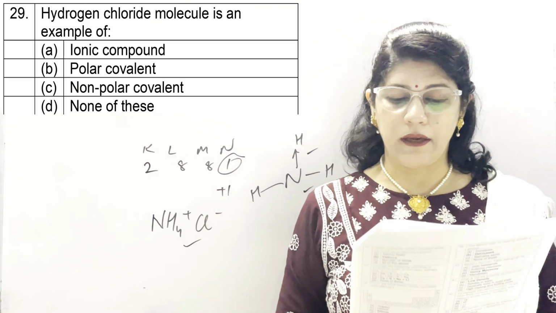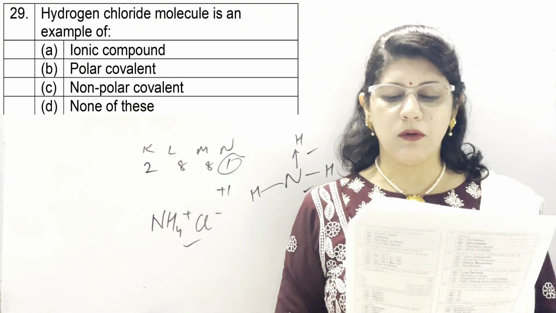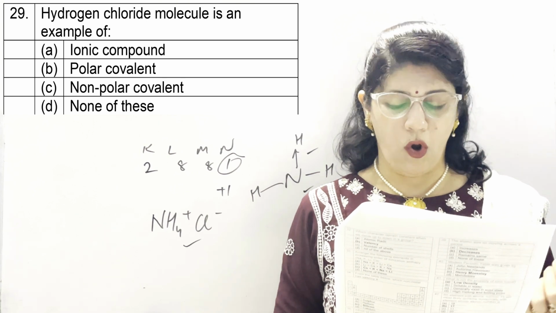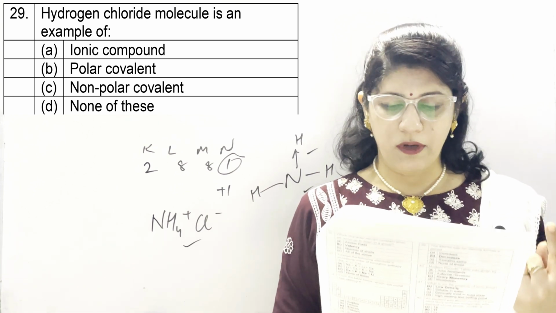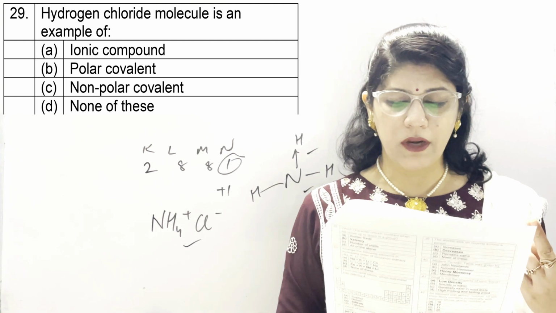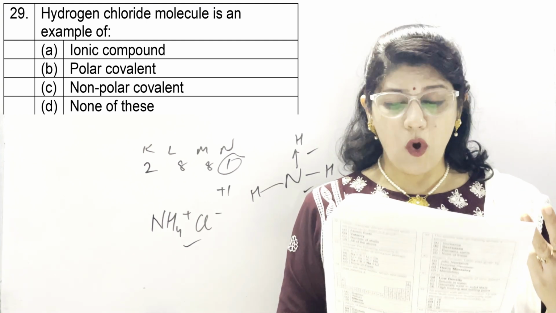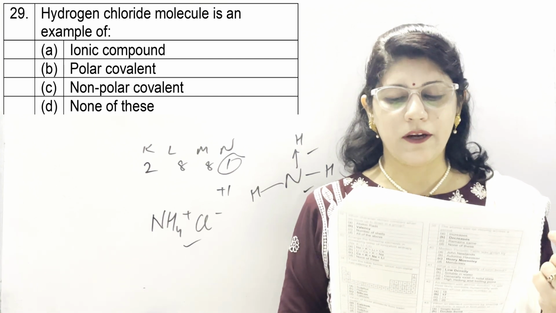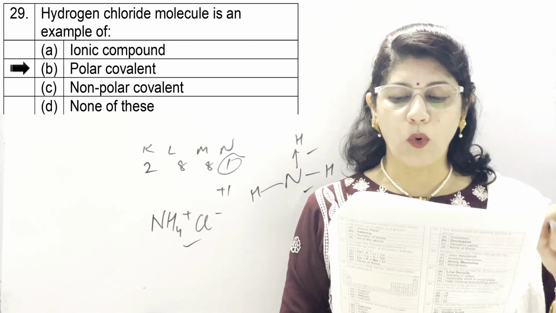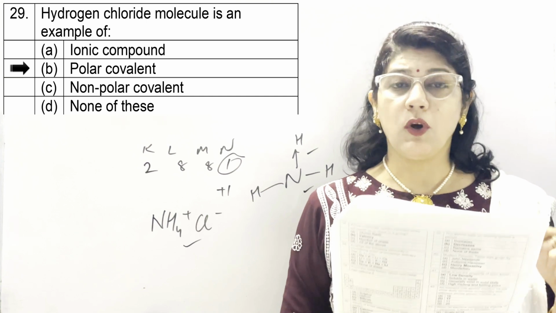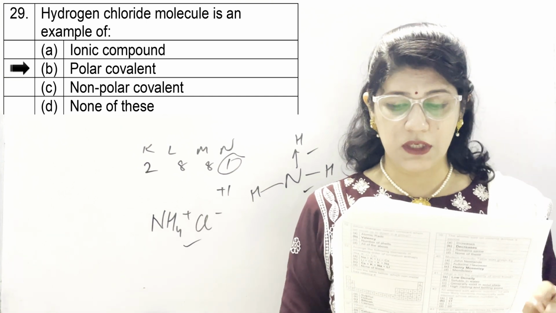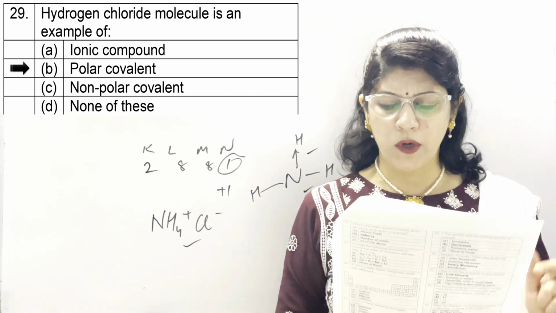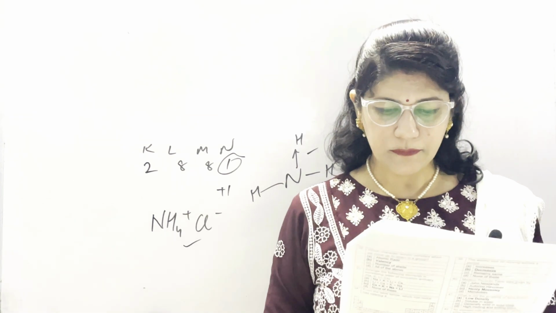Question number 29. Hydrogen chloride molecule is an example of, option number 1 is ionic compound, B is polar covalent compound, C is non-polar covalent compound, and D is none of these. So we know that hydrogen chloride is an example of polar covalent compound, because the difference in electronegativity between hydrogen and chlorine is slightly higher.